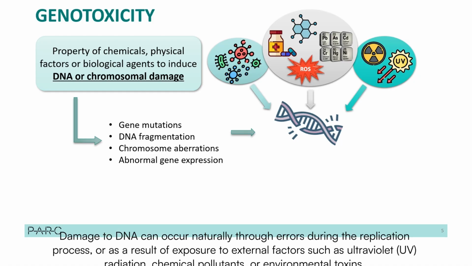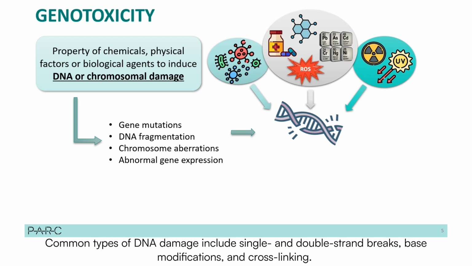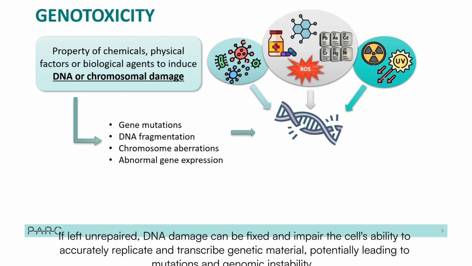Damage to DNA can occur naturally through errors during the replication process, or as a result of exposure to external factors such as ultraviolet radiation, chemical pollutants, or environmental toxins. Common types of DNA damage include single and double-strand breaks, base modifications, and cross-linking. If left unrepaired, DNA damage can be fixed and impair the cell's ability to accurately replicate and transcribe genetic material, potentially leading to mutations and genomic instability.